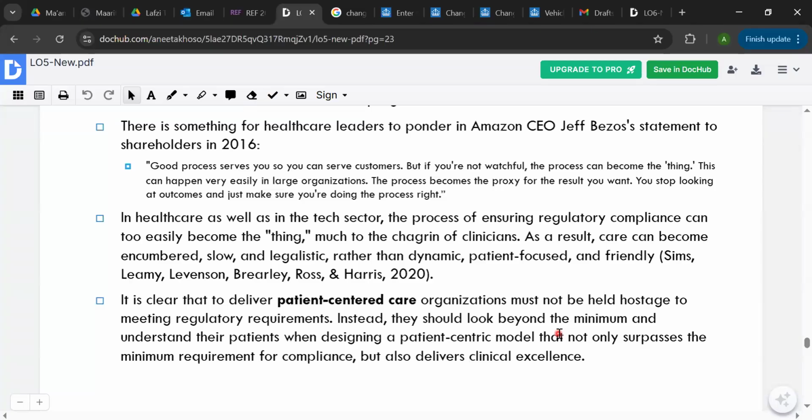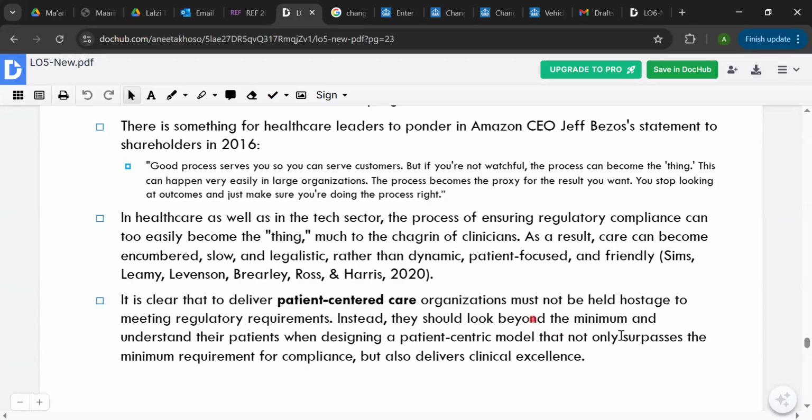So, in a healthcare system as well as in the tech sector, the process of ensuring regulatory compliance can too easily become the thing only. And this must change for clinicians and for hospitals also. As a result, care can become encumbered, slow and legalistic rather than being dynamic, changing, centered on the patient and friendly. So it's just a tick box that you have and nothing else. It's just a robotic way of treating the patient and not considering the human element.